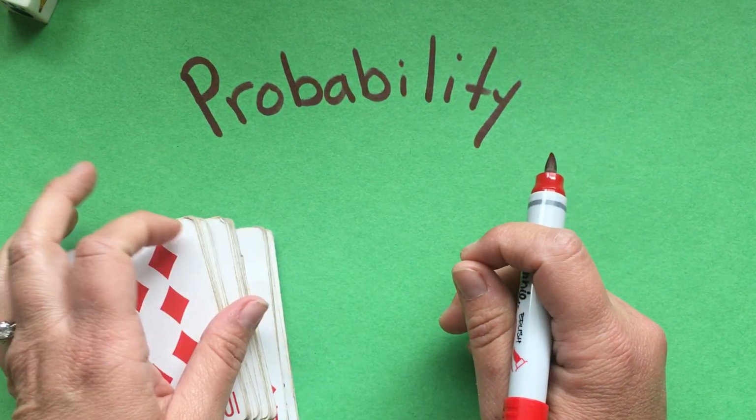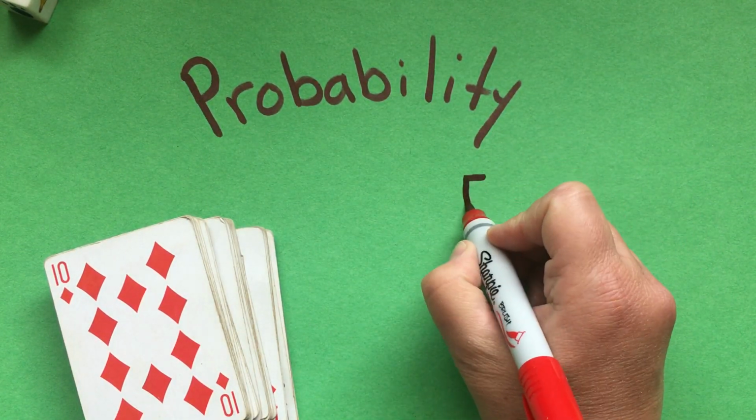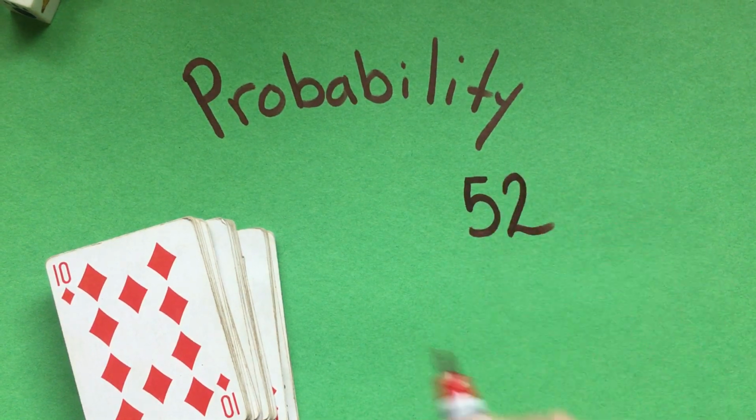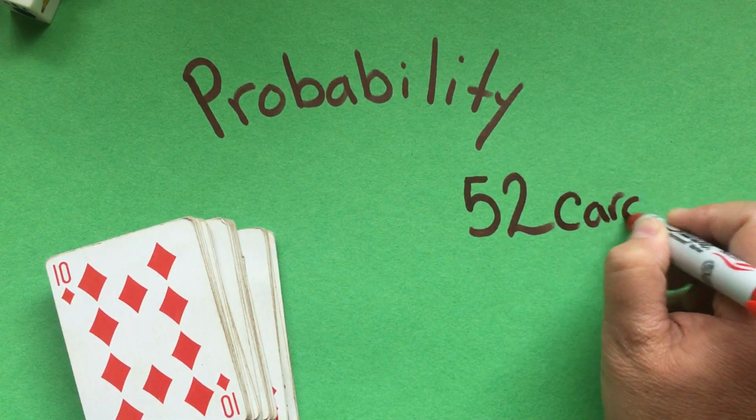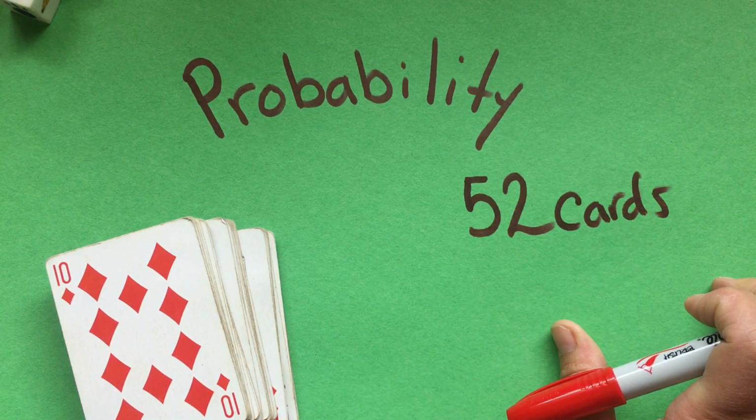First of all, how many are in the deck? There are 52 cards in a basic deck, and that is without the jokers. We take those out. Most card games that you play do not use the jokers in there. Some do, but most of them don't. So there are 52 cards in the entire deck.